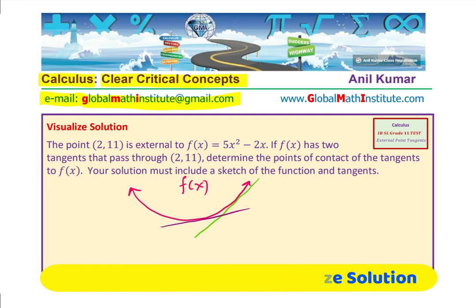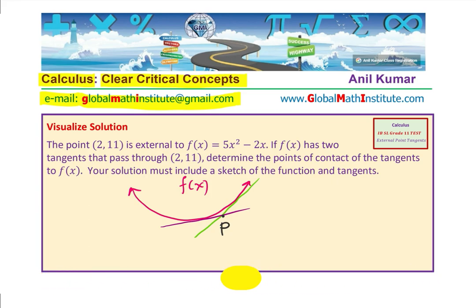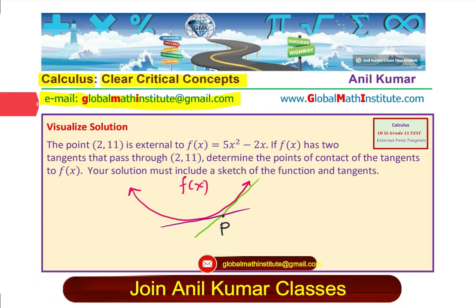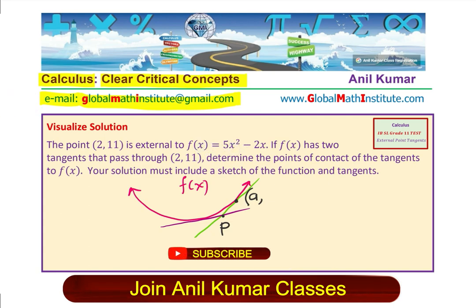So do you see, from an external point, let's call this point P, you are in a position to draw two tangents to the curve, right? So we need to now find these points. So let the x value be a. In that case, what is going to be the y value? It will be f(a), right? So if I substitute a here, I get 5a² − 2a.